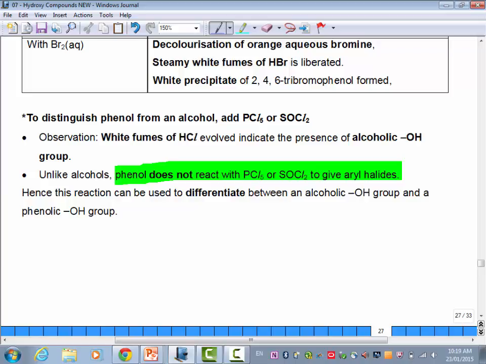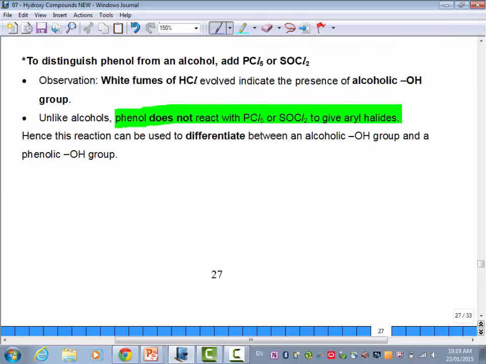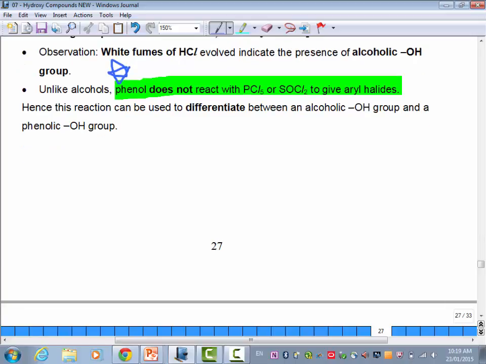Why phenol does not react with your PCl5 and SOCl2. It is related to nucleophilic substitution. So this part is important, please. Common mistake made by students, they happily see the OH group, then they substitute with Cl. But that is not the case for phenol.